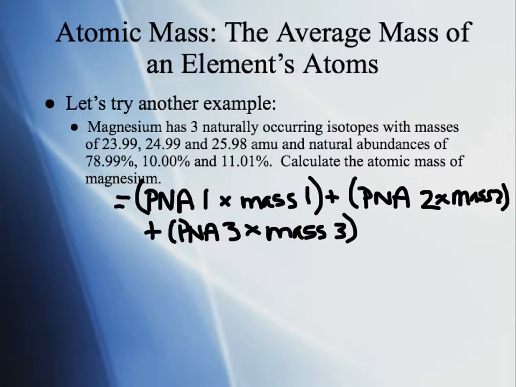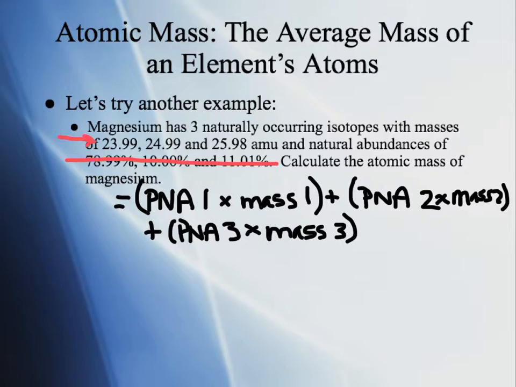Now, if we weren't given the percent natural abundances and we had to take an average of these 3 numbers to figure out what the average atomic mass was, then we would add all 3 of these up and divide by 3. But since we're given the natural abundances, we can put that into our calculation and make it more exact.